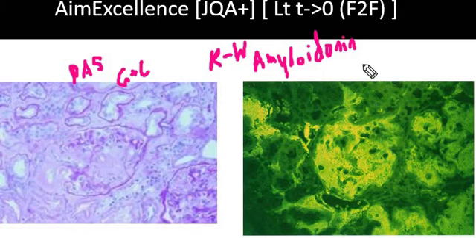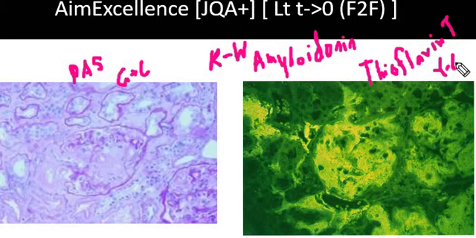And there is also a special stain. This is Thioflavin T, which gives yellow-green staining. This can be a one-liner for FMG examination and also for the NEET PG examination.